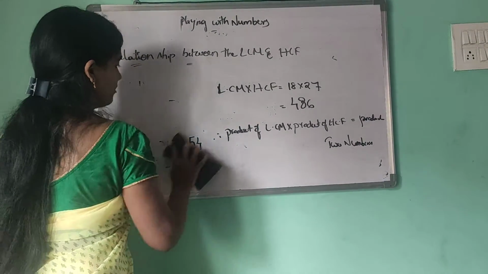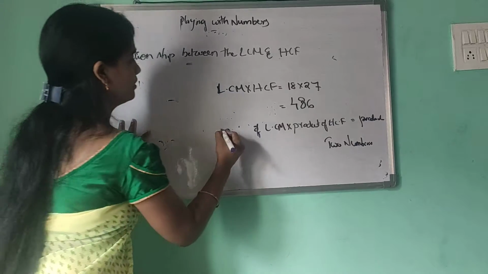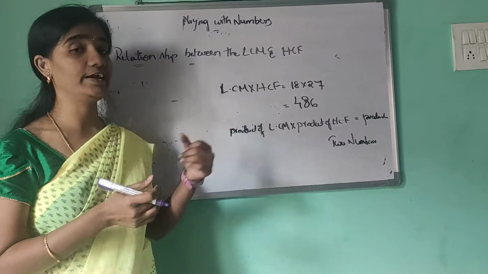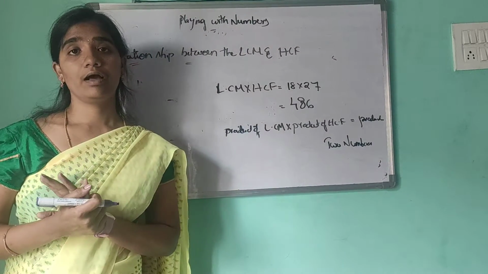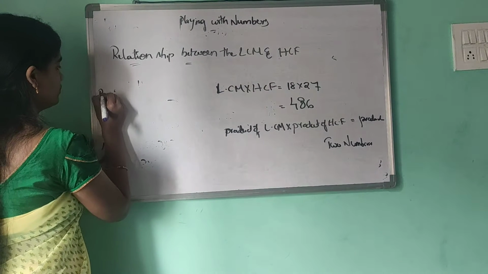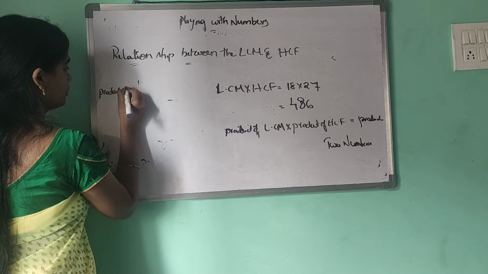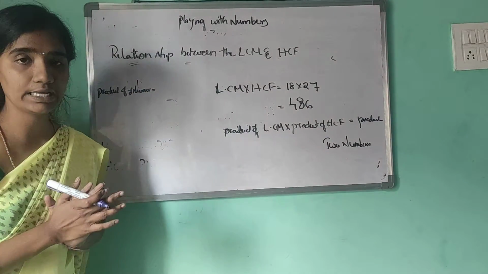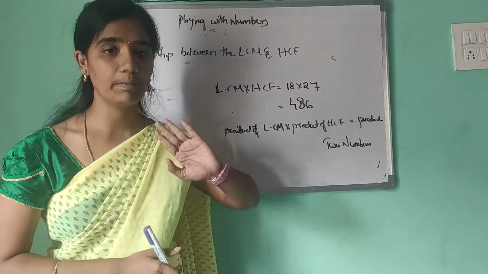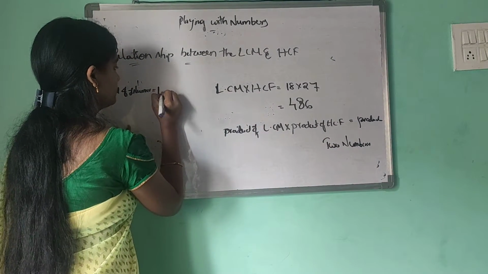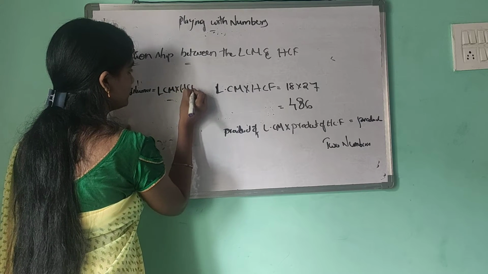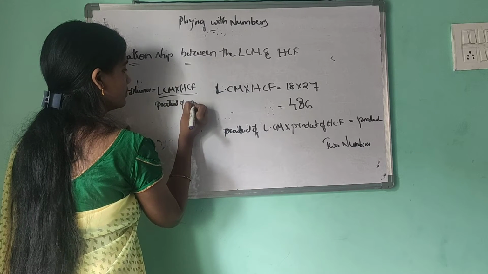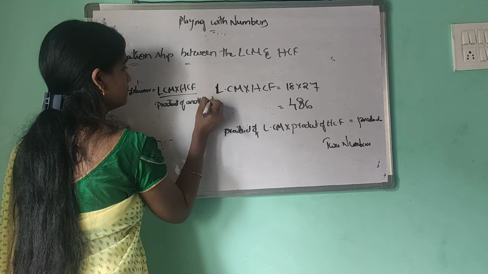If you need to find only one number, for example in a given question, how can you write it? The product of one number equals LCM into HCF divided by the other number.